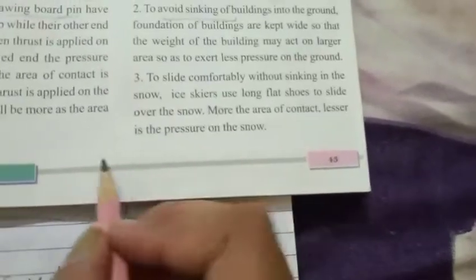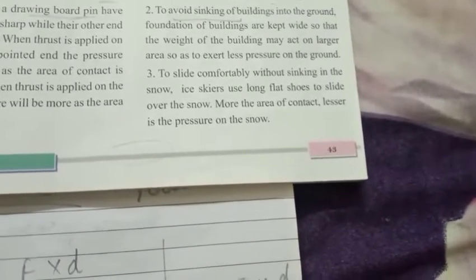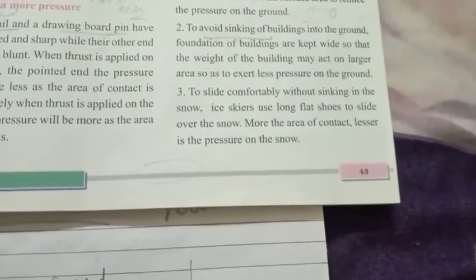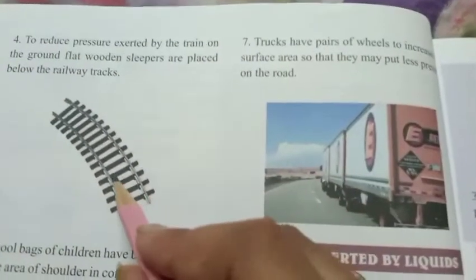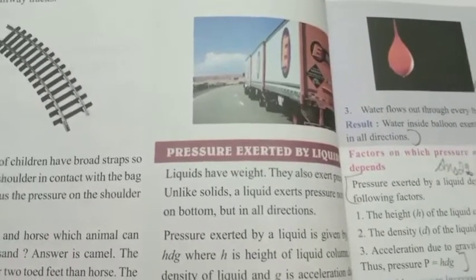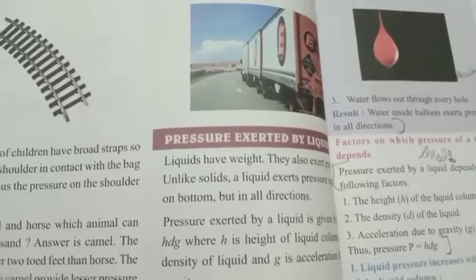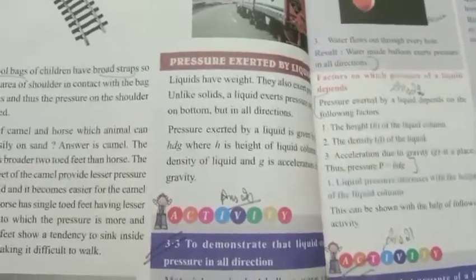And in the sand or in the snow, you wear shoes that have broad soles so that your feet do not go inside the snow. You will not get stuck inside the sand or snow. That's why you wear broad shoes. Same goes for the broad railway track, so that it can take the pressure of the train. If the railway tracks were made thinner, they would not be able to take the pressure of the trains. That's why they are made broad. School bags are given broad straps so that the pressure will be less.